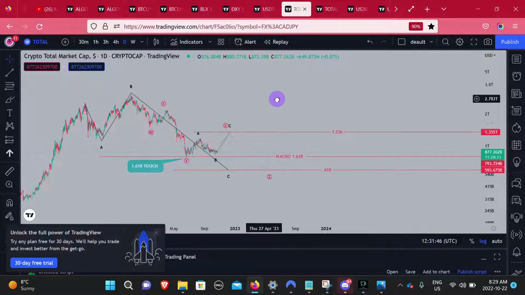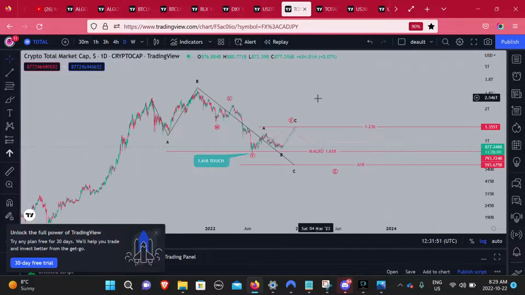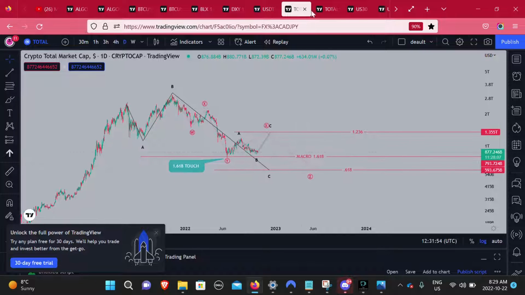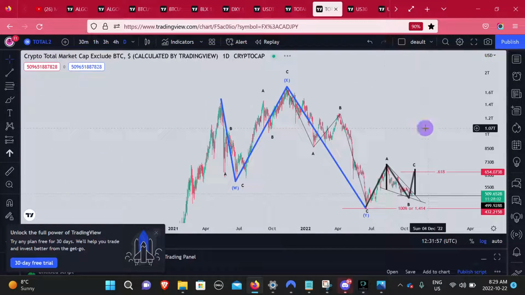Let's take a look at crypto total market cap. Everything is going as planned. I don't see anything worrisome yet. Let's take a look at the altcoin market cap.